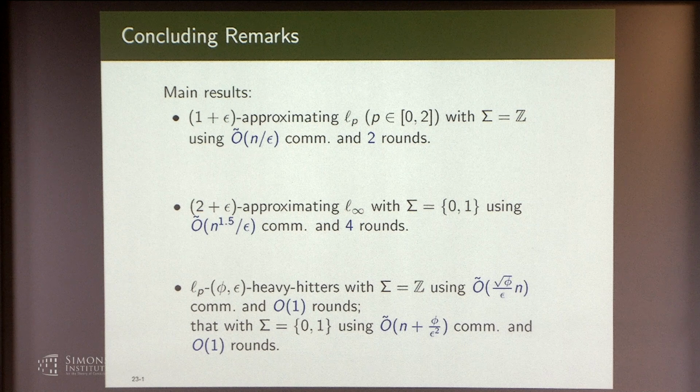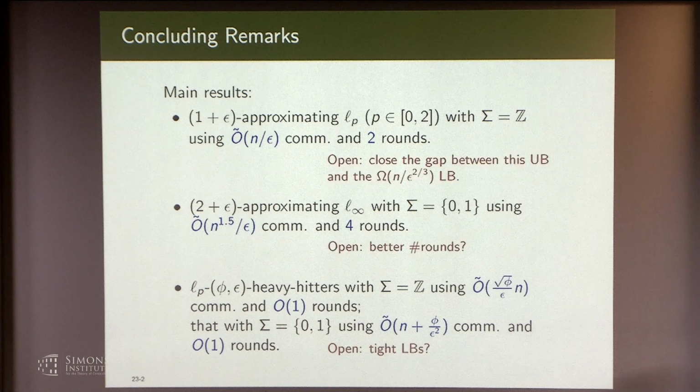So that's it. Let me wrap up. This is a recap of the main results of the paper. A 1 plus epsilon approximation of the p norm of the product of matrices using n over epsilon communication in 2 rounds, and for L infinity we got a 2 plus epsilon approximation using n to the power 1.5 over epsilon communication in 4 rounds. There are also some other results for heavy hitters, which I haven't talked about. So there are a couple of open problems.